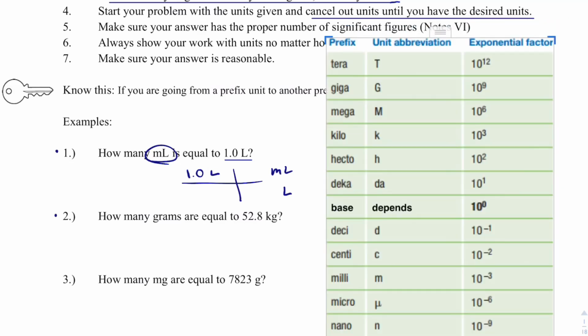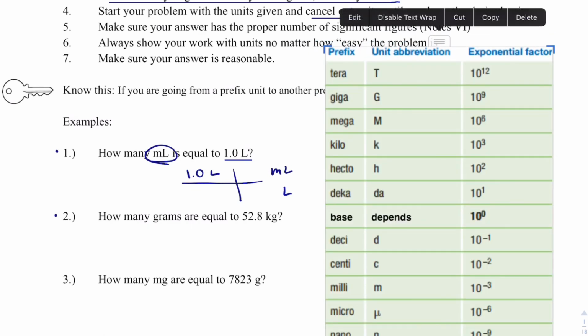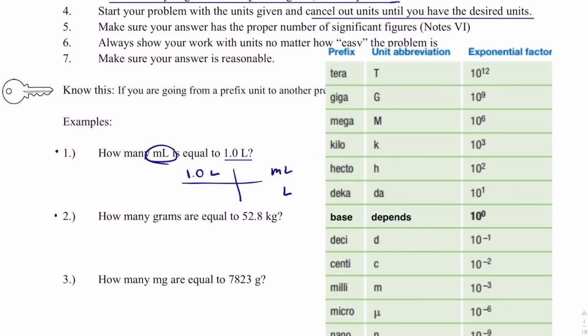And with this picture, these numbers are always the exponential factor for the base unit. Okay, so if I'm going from liters to milliliters, that's right here, I need 10 to the minus third for milliliters, and your thing that has a prefix can have a 1.